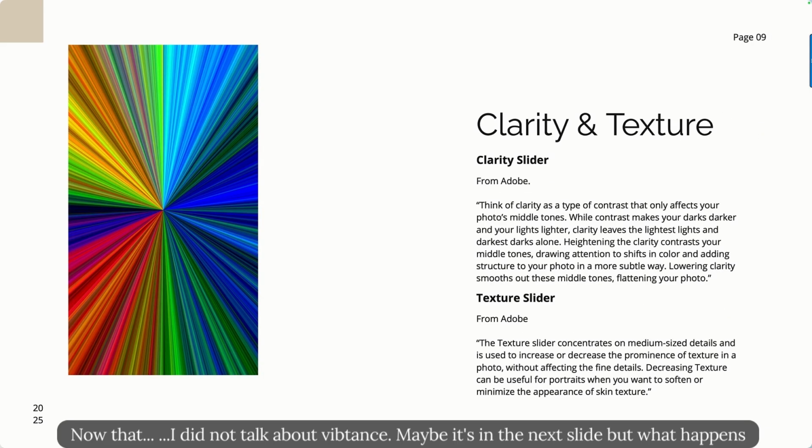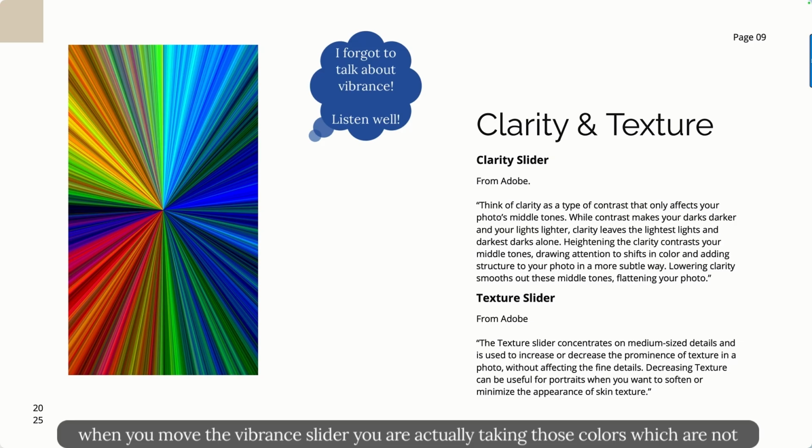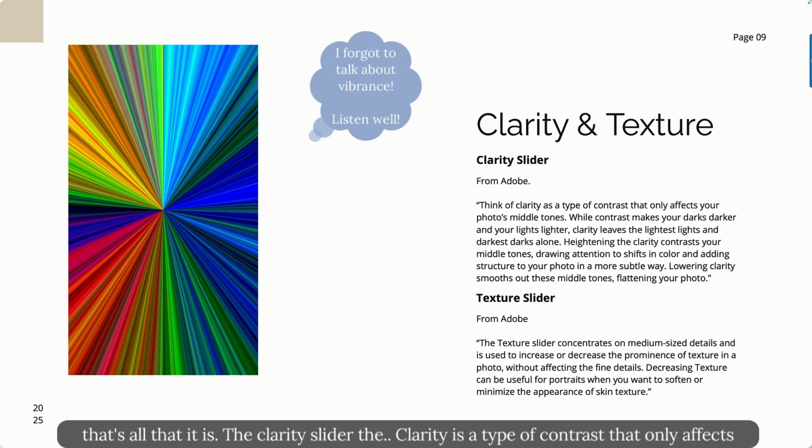Now, I did not talk about vibrance. Maybe it's in the next slide, but what happens when you move the vibrance slider is you are actually taking those colors which are not properly saturated and giving them a bit of a boost. And that's all that it is.